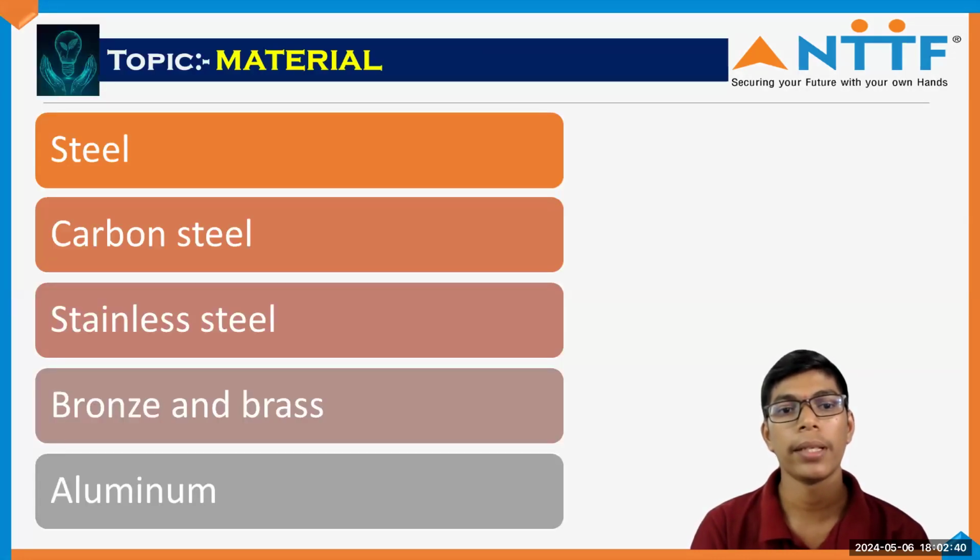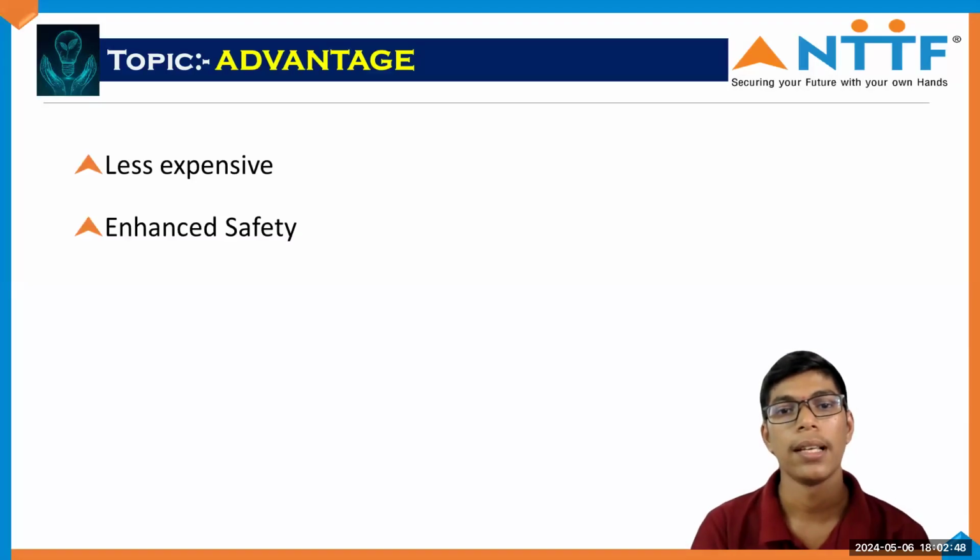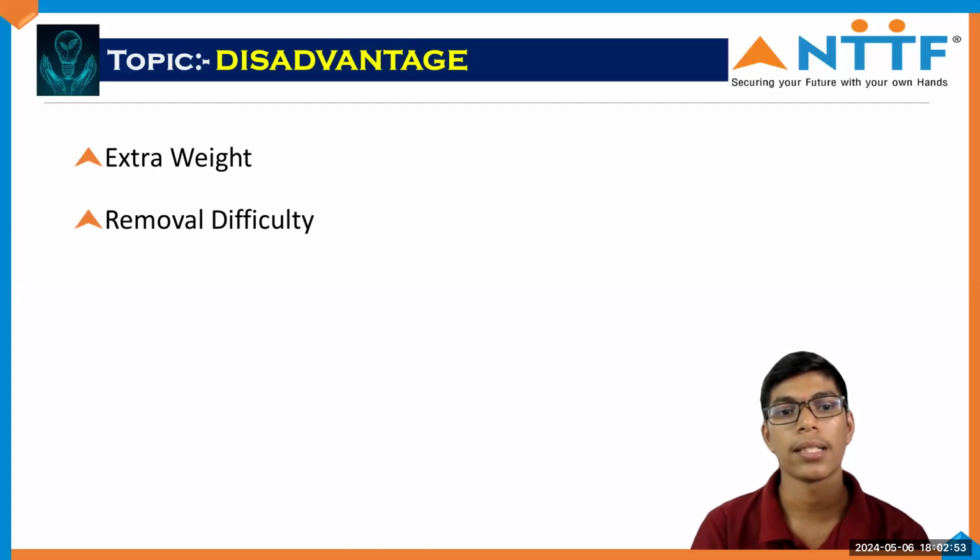Material. Here are some materials of the fasteners: steel, carbon steel, stainless steel, bronze and brass, aluminum. Advantages: less expensive, enhanced safety. Disadvantages: extra weight, removal difficulty.